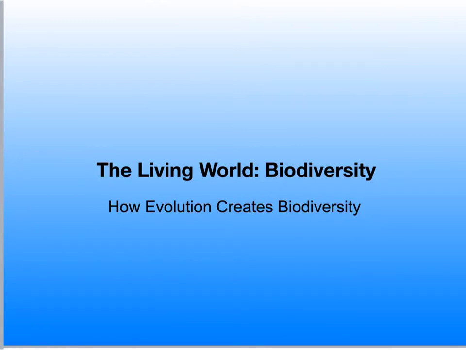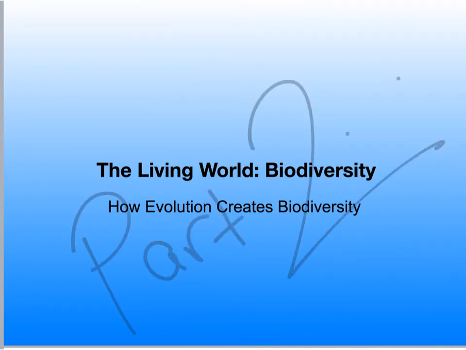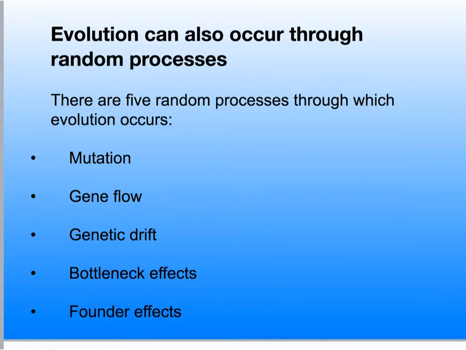The living world, biodiversity, how evolution creates biodiversity, part 2. Evolution can also occur through a random process. Artificial and natural selection are important mechanisms of evolution, but evolution can also occur just at random and be non-adaptive in its process. In this case, the genetic composition of a population changes over time, but these changes are not related to differences in fitness of the individuals.